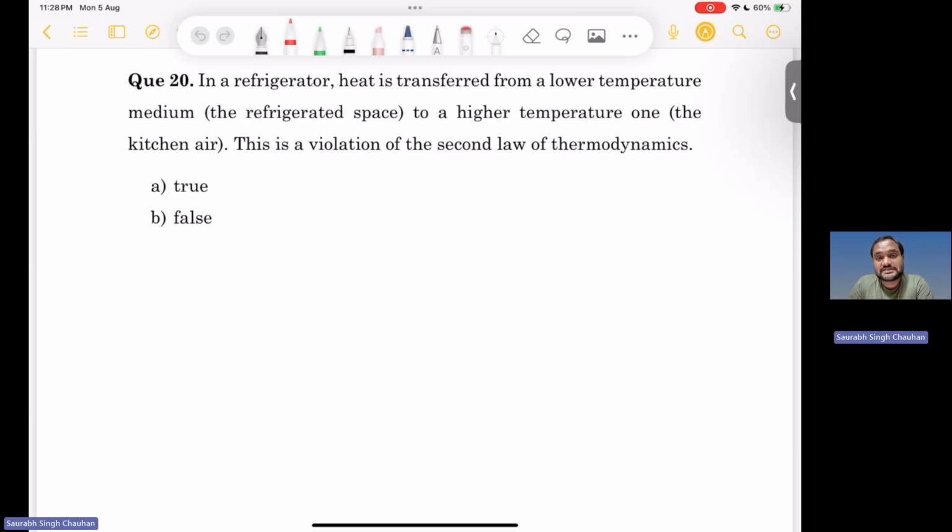If you see the back side of your refrigerator, there is some black box type of thing. Inside that black box there is a compressor. The compressor uses some electricity and does compression work, and because of that work, heat can be transferred from the lower temperature medium to the higher temperature medium. So the refrigerator does not violate the second law of thermodynamics. Actually nothing can violate any law. If any law is violated, then it is not a law, right? Law means there is no violation.